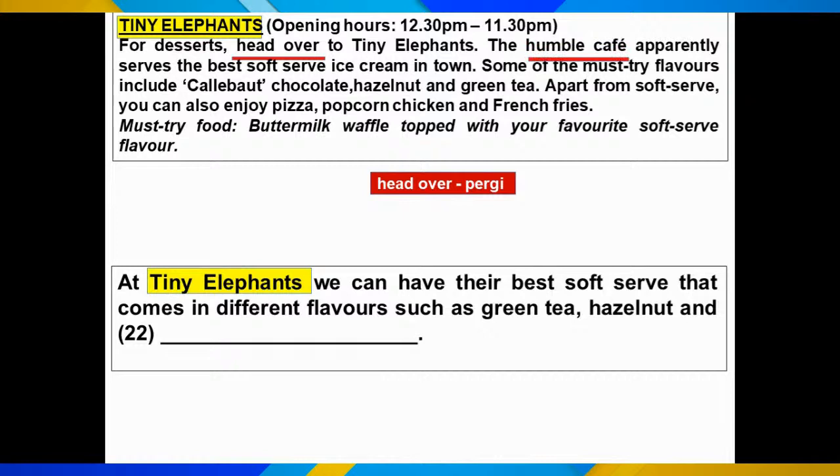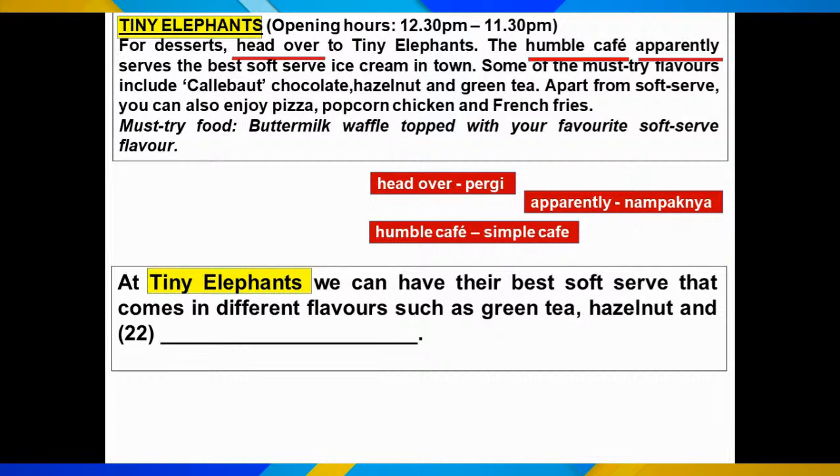Okay, perhaps you're not sure about the humble kitty. You know the word humble, right? Rendah diri, right? But macam mana kitty tu nak rendah diri? Okay, humble kitty simply means simple kitty, basic kitty. So tak grand sangat lah, very basic one, right? Simple one. Alright, okay, perhaps you do not know the word apparently. Apparently means nampaknya, right? Okay, perhaps you do not know what is soft serve ice cream. Macam mana bentuk soft serve ice cream ni? If you like to go to McD, you can see this ice cream, right? The texture is soft, right? So this is soft serve ice cream.